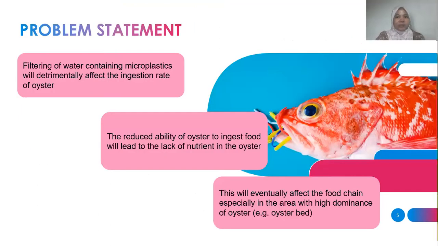So my problem statement is that filtering of water containing microplastic will detrimentally affect the ingestion rate of oyster. The reduced ability of oyster to ingest food will lead to a lack of nutrients in the oyster. This will eventually affect the food chain, especially in areas with high dominance of oyster.